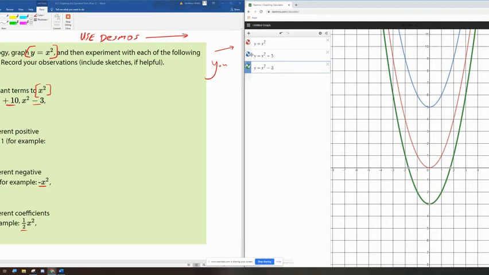Okay. Now in algebra or in mathematics, we would call that a shift, a vertical shift, up or down, depending on how many units. So the x squared plus 5 is a vertical shift up 5 units. Your outputs are all increasing by 5. But y equals x squared minus 3 is a vertical shift down 3 units because all your outputs now are down 3 units.